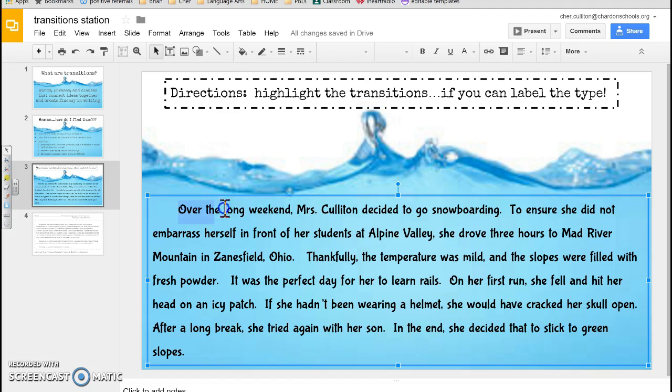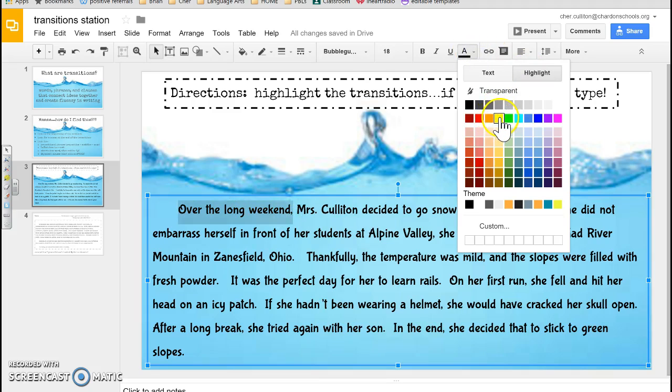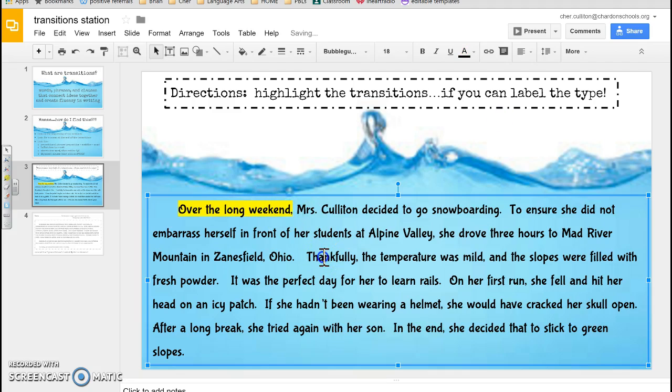So over the long weekend is my first transition. Over is a preposition. Weekend is a noun. So I've got a prepositional phrase at the beginning of a sentence. Transitions don't have to be there. I could take it out. I could just say Mrs. Culleton decided to go snowboarding. That is a complete sentence all by itself. But because I put that transition at the beginning, it gives a little bit more information.